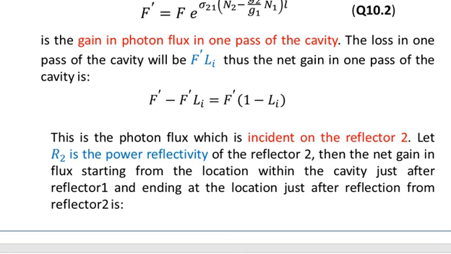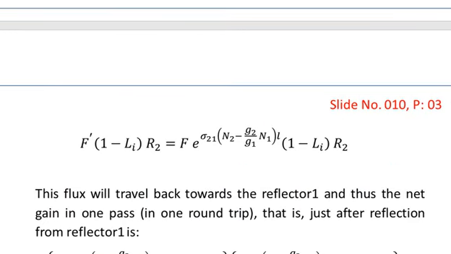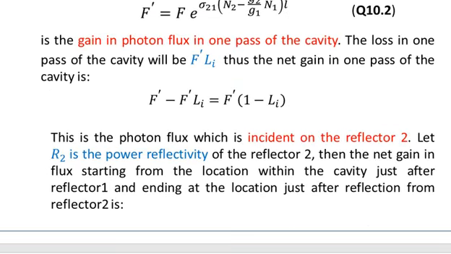Let R2 be the power reflectivity of the reflector 2. Then the net gain in the flux starting from the location within the cavity just after the reflector 1 and ending at the location just after the reflection from the reflector R2 is as follows. So you see that now we have included the reflectivity R2. Here we have defined that R2 is the power reflectivity of the reflector 2.